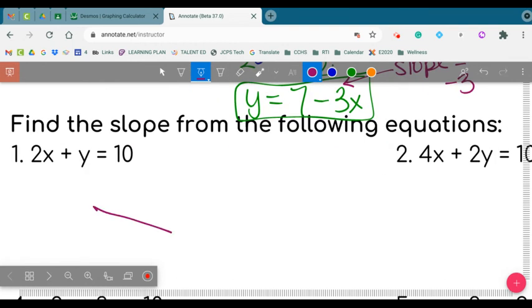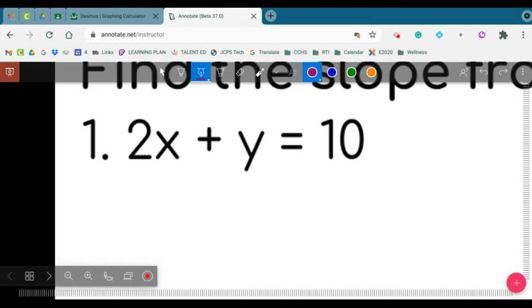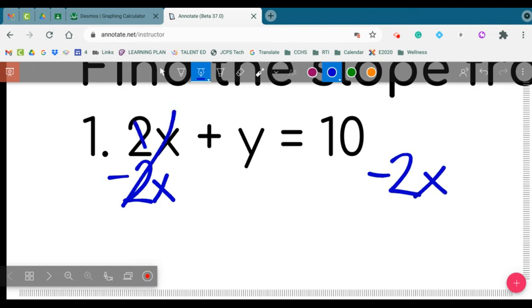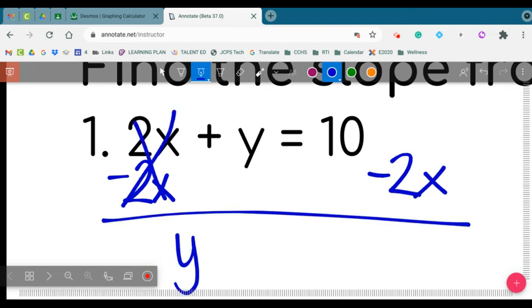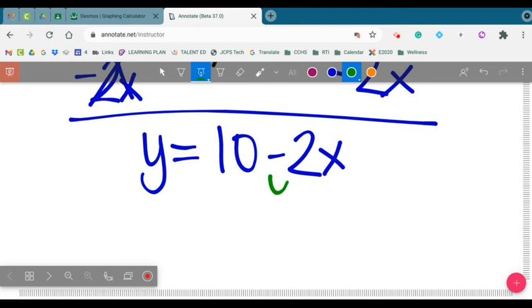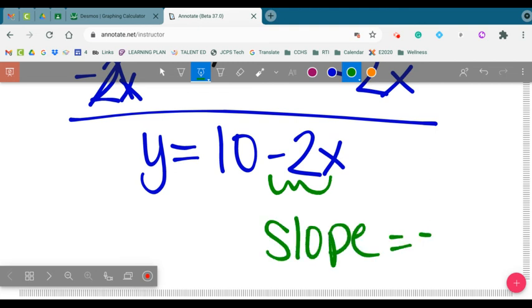Okay, let's do some examples. We have 2x plus y equals 10. We got to get y by itself, so we need to move the 2x. That's positive, so we have to subtract it. Cancels. We get y equals 10 minus 2x. Our y is by itself, so we don't have to do anything else, and so our slope is the negative 2.